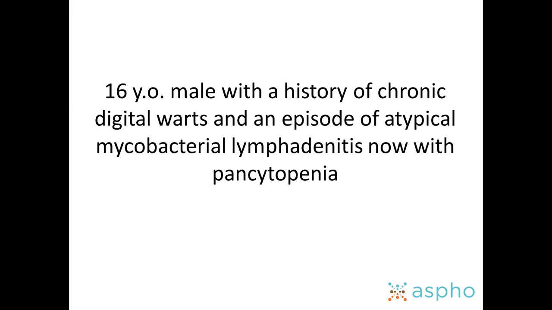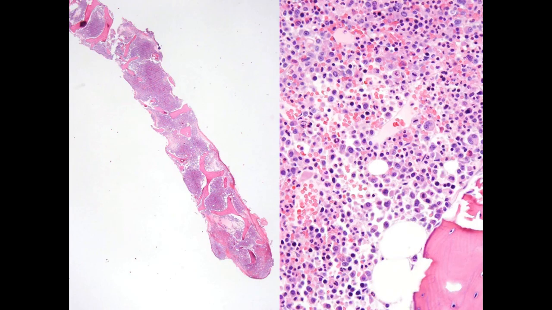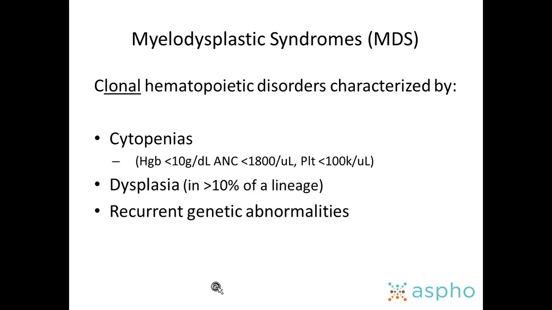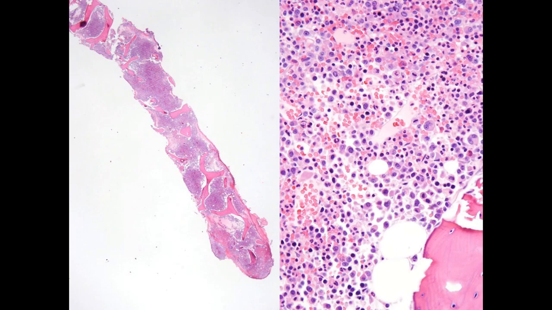Here's a patient, 16-year-old male with a history of chronic digital warts and an episode of atypical mycobacterial lymphadenitis, who now presents with pancytopenia. Here's his bone marrow biopsy. From low power, you can appreciate that this is a very hypercellular marrow. A normal cellularity for a patient of 16 would be about 70% cells. You can appreciate perhaps here that it's very myeloid. There are relatively few megakaryocytes that are apparent.